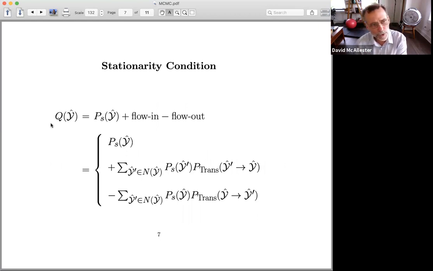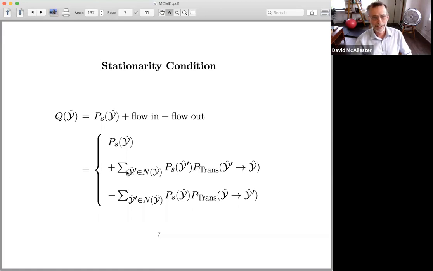So Q of a state, intuitively, after we do a transition, is equal to its probability before the transition, plus a flow in minus a flow out. So I'm thinking of these probabilities as like an amount of mass. It's an amount of probability mass. And I want to know how much probability mass do I have in this state after the transition? Well, it's equal to the amount of mass I had before the transition, plus the amount of mass that flowed in from neighboring states, minus the amount of mass that flowed out to neighboring states.